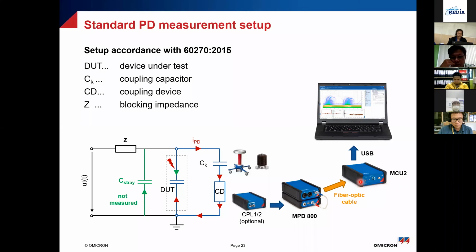So this circuit is for offline, but it's also valid for online. The only thing is you won't have a blocking impedance, because you cannot really put a blocking impedance in your online circuit. And you will not be able to do a voltage tip-up, or increase the voltage in steps and find the inception voltage. You won't be able to do that online. However, you can connect in online condition a coupling capacitor permanently connected there and then do the measurement.